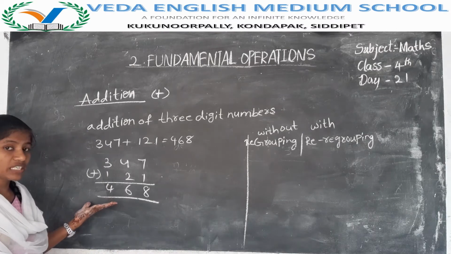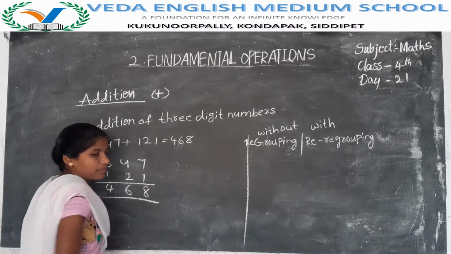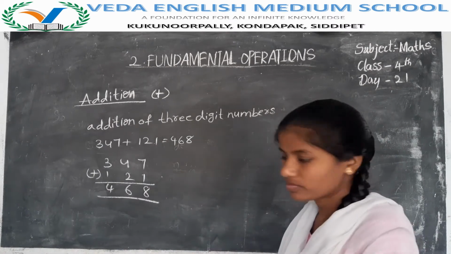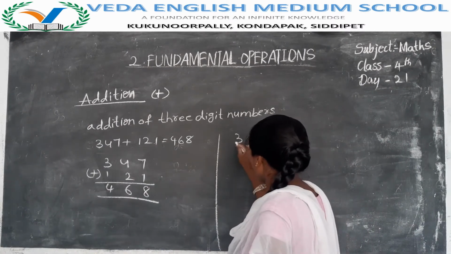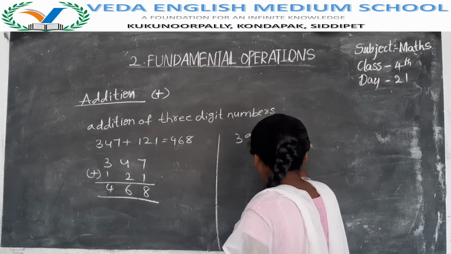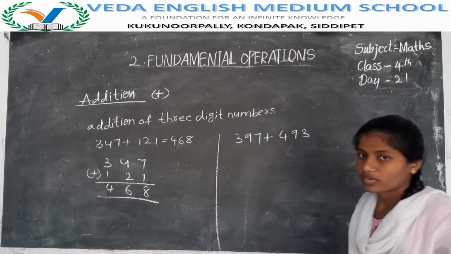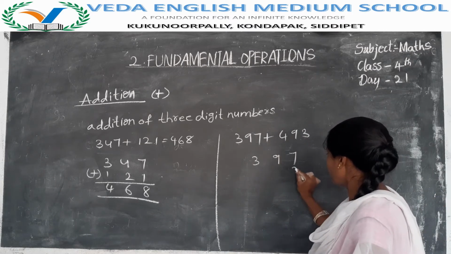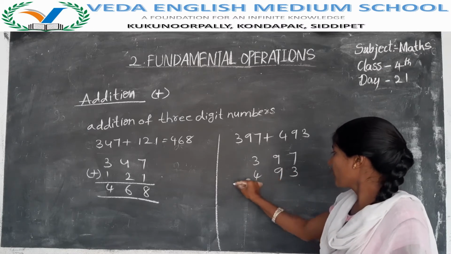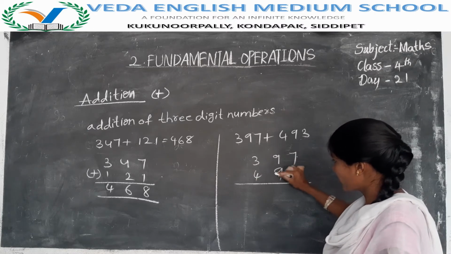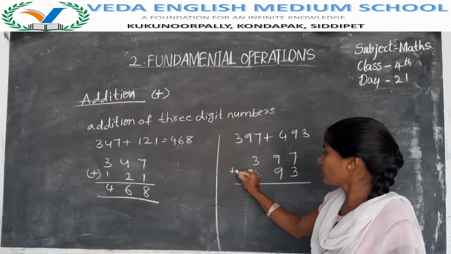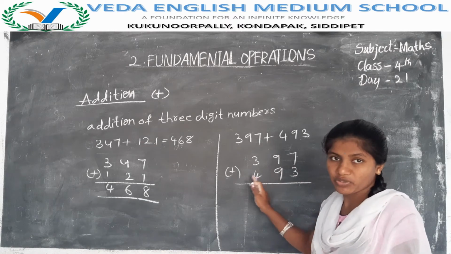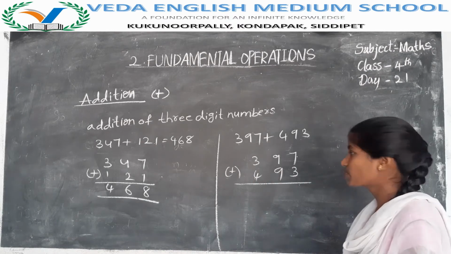Then addition of 3-digit numbers with regrouping. That means here I will take one number. Three-digit numbers 397, 493, 394. See, I am writing straight to straight. Straight ga rastunnanu, and I have written from right side to left side. That means I have started from ones place. Ones place నుండి start చేశాను. So you have to start from ones place. మీరు కూడా ones place నుండి start చేయాలి.